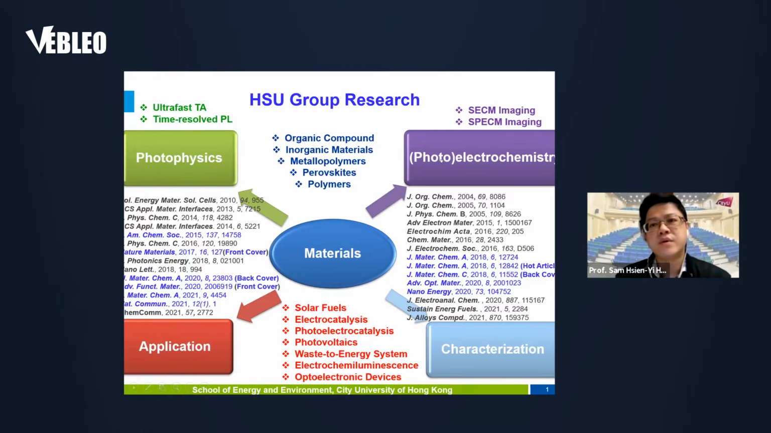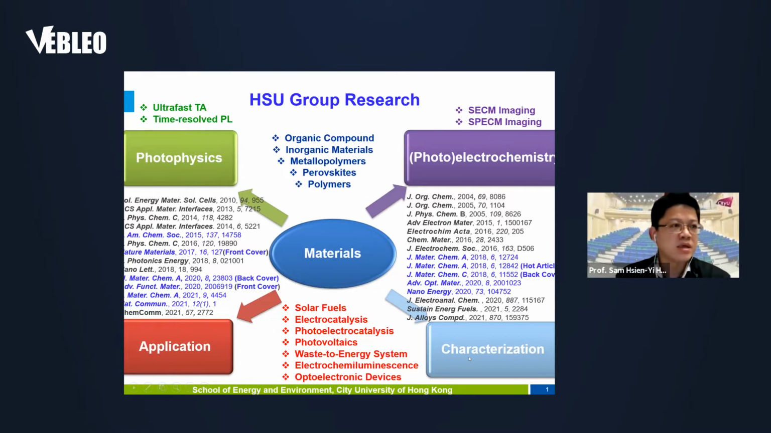In terms of the photoelectrochemical properties, we usually use the potentiostat and the scanning electrochemical microscope imaging, or a modified SECM imaging we call the scanning photoelectrochemical microscope imaging, in combination with computational simulations.